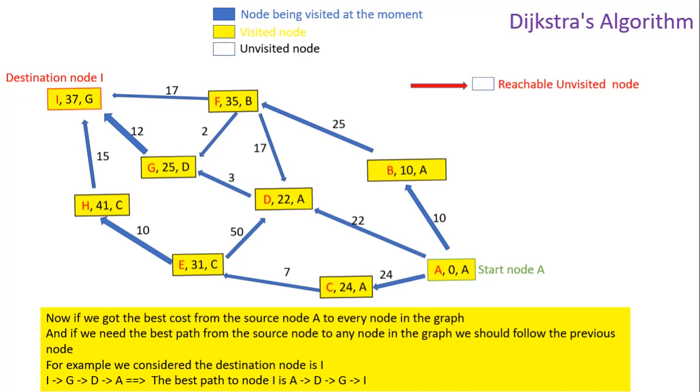And if we need the best path from the source node to any node in the graph, we should follow the previous node. For example, we consider the destination node is I. Node I has the previous node G. Then G has the previous node D. Then D has the previous node A. So the best path will be A, D, G, I. And the cost is the best cost of node I itself, 37.